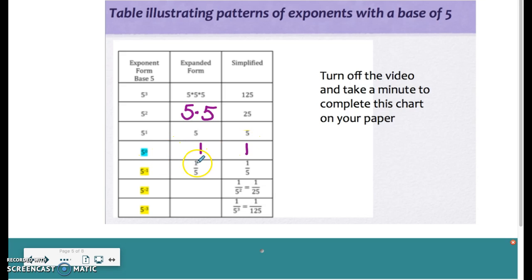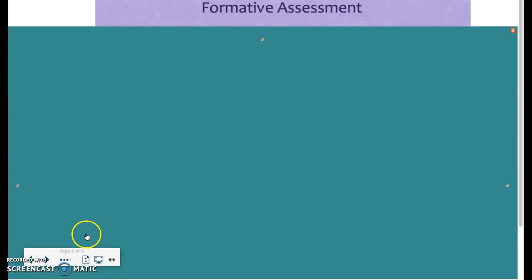5 to the negative 1 is 1/5. 5 to the negative 2 is 1 over 5 squared, or 1 over 5 times 5, which is 1/25. And 5 to the negative 3 is 1 over 5 cubed, which is 1 over 5 times 5 times 5, which is 1/125.